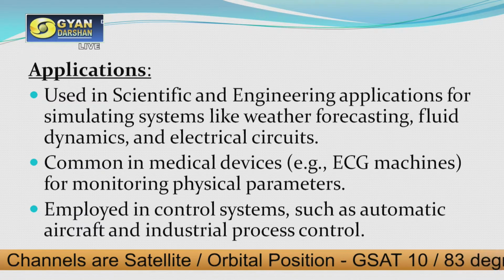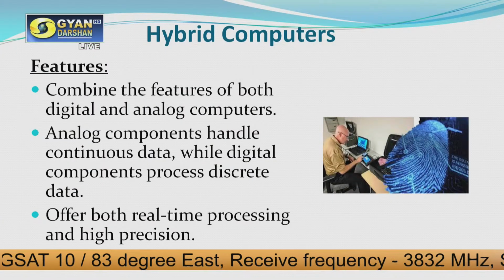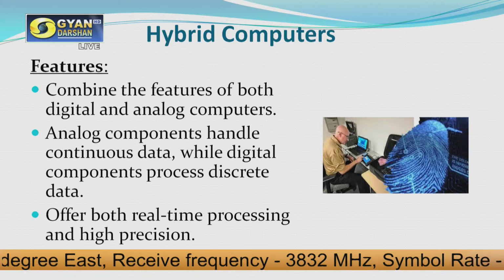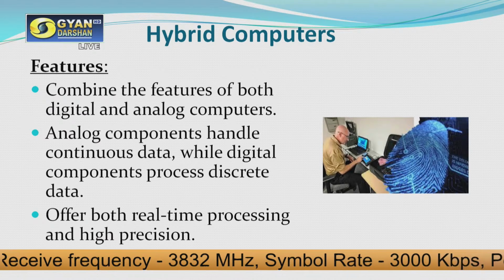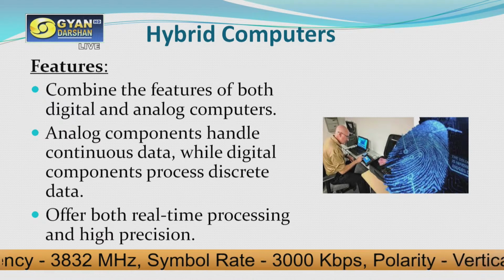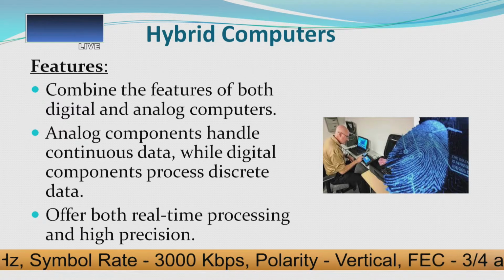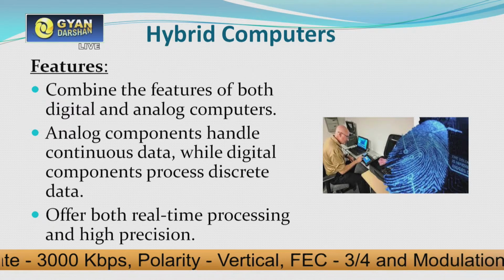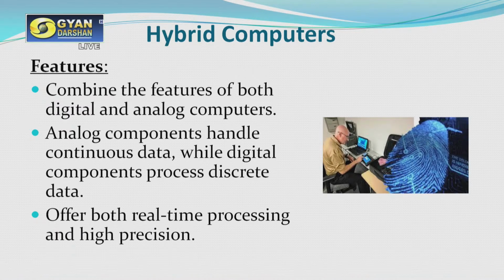The typical character of the next category is hybrid. The name itself says that both components are present in hybrid computers, the digital component as well as the analog component. The analog component handles continuous data, while the digital component processes discrete data. In order to support both continuous signals as well as discrete values, these hybrid computers are very much used, and they offer real-time processing with high precision.